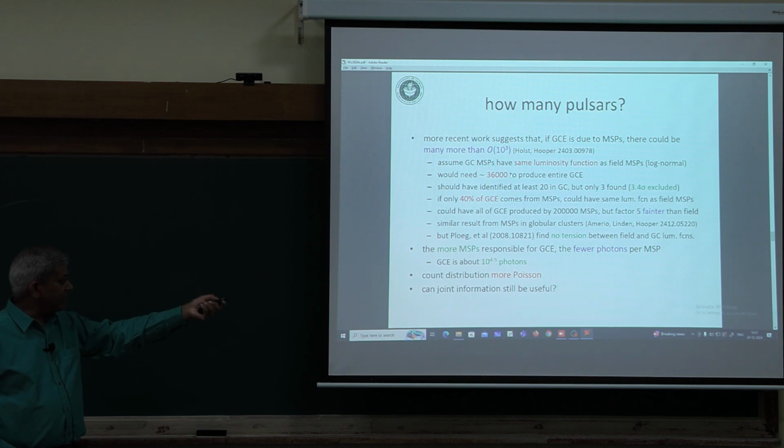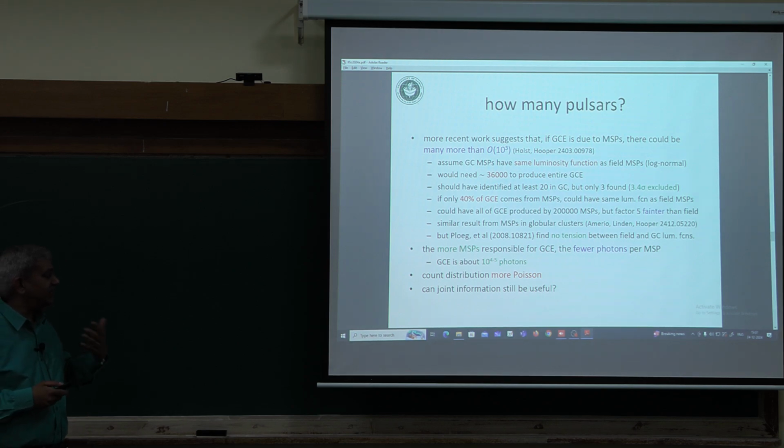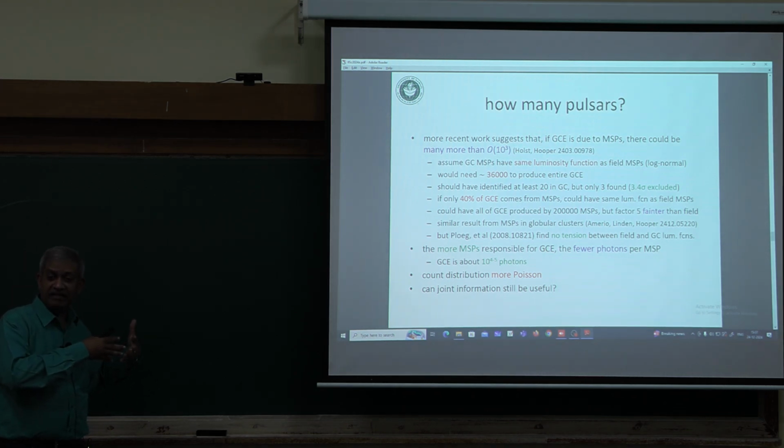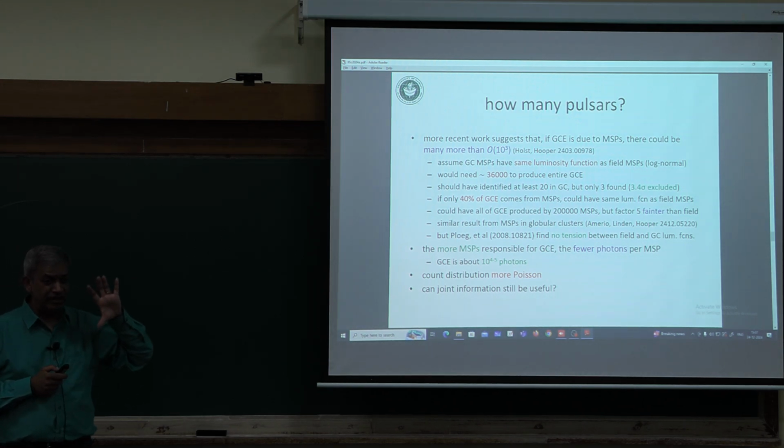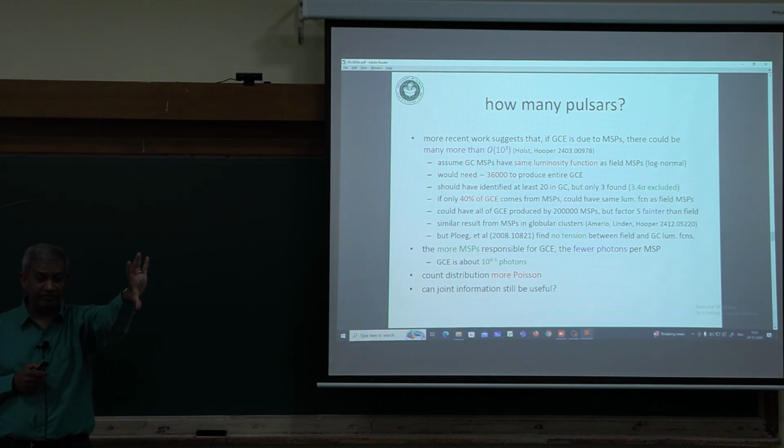Now, recently, and by recently I mean within the past week or two, Ploeg, Linden, and Hooper did a similar analysis, getting similar results for millisecond pulsars in globular clusters, saying basically that if you have the same distribution, it has to either be not the whole galactic center excess, or it has to be systematically fainter. Now, why does it matter to use globular clusters? Well, that brings back the question of why would millisecond pulsars have a different luminosity function in the galactic center versus in the plane?